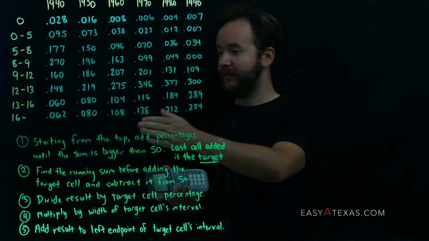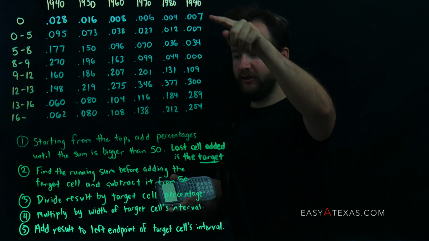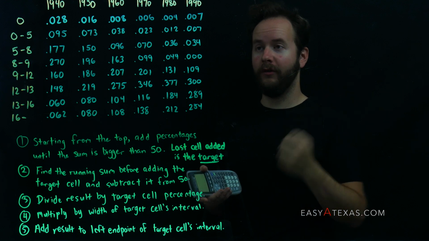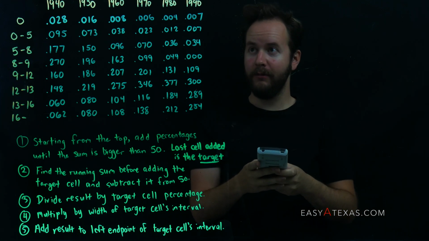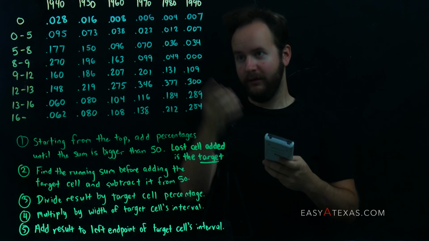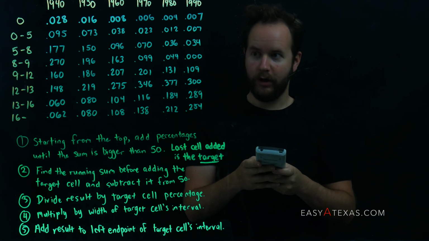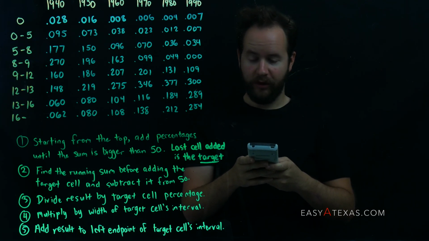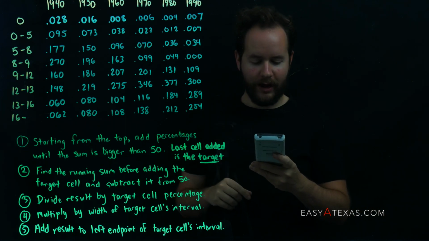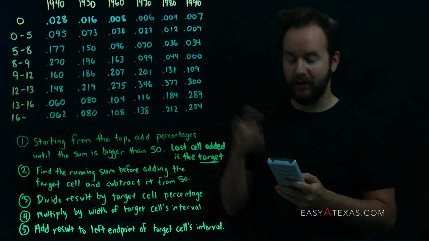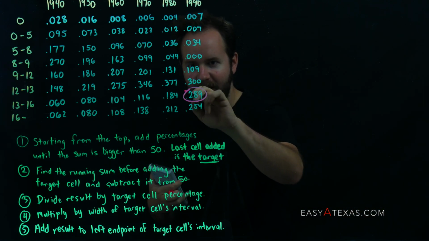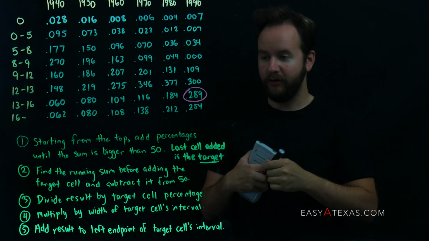Okay, so we're going to start from the top, following step 1: starting from the top, add percentages until the sum is bigger than 50. The last cell added in this way is called the target cell. So I'm just going to grab the calculator, start from the top: 0.007 plus 0.007 plus 0.034 plus 0 plus 0.109 plus 0.3. We're still not quite at 50% yet. What if we add 0.289? I bet you we get more than 50%, and sure enough we do.